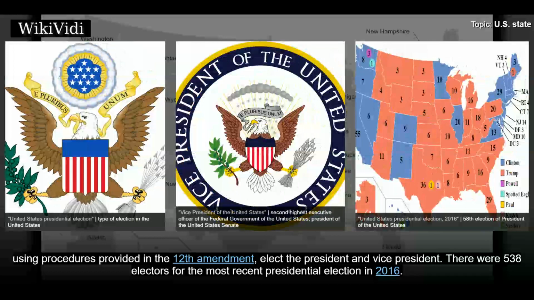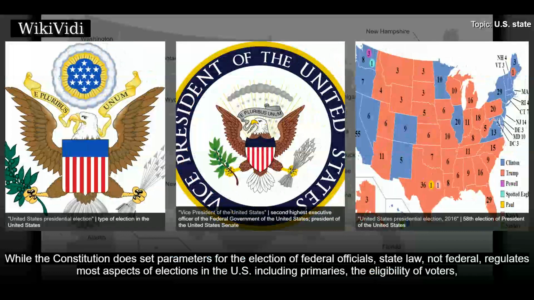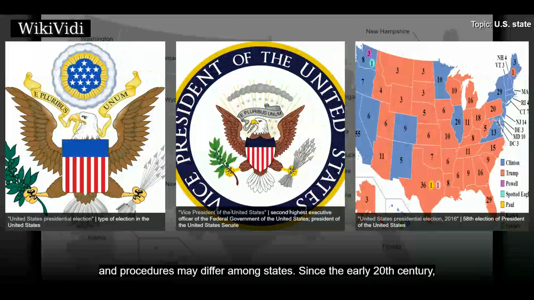There were 538 electors for the most recent presidential election in 2016. Each state is entitled to a number of electors equal to the total number of representatives and senators from that state. The District of Columbia is entitled to 3 electors. While the Constitution does set parameters for the election of federal officials, state law, not federal, regulates most aspects of elections in the U.S. including primaries, the eligibility of voters, the running of each state's electoral college, as well as the running of state and local elections. All elections, federal, state and local, are administered by the individual states, and some voting rules and procedures may differ among states.